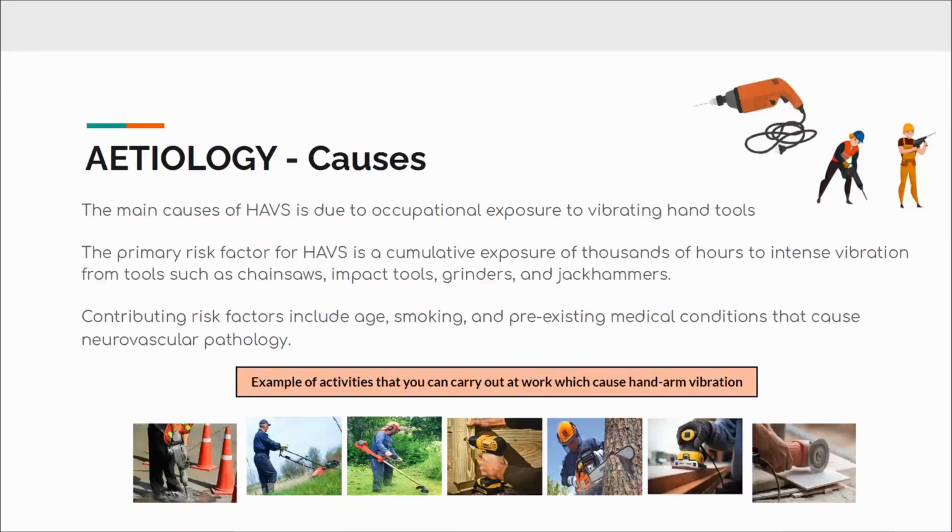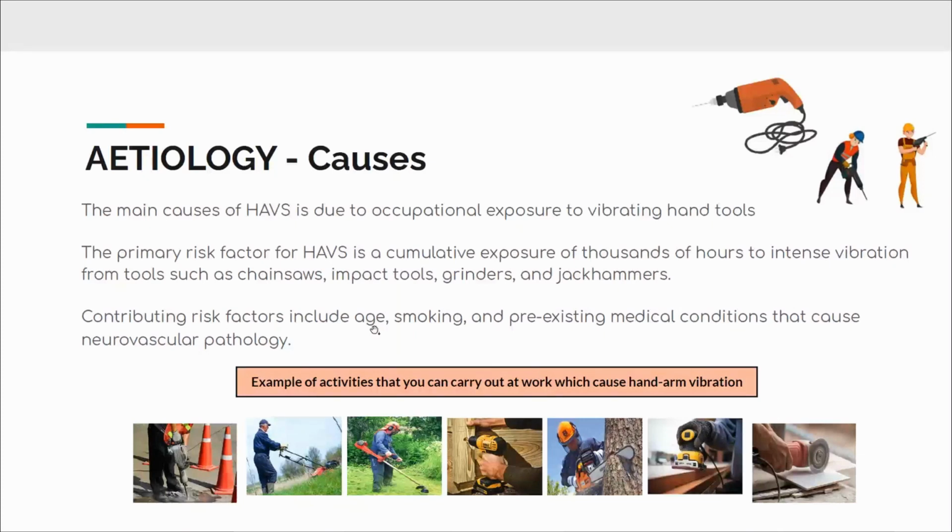So it is literally, as I explained, occupational exposure to vibrating tools. The primary risk factor is employees spending 1,000 hours exposed to intense vibration from tools such as chainsaws, impact tools, grinders, and jackhammers. So we have put up some images relevant to hand-arm vibration syndrome, showing employees using hand tools or tools that cause a lot of vibration.